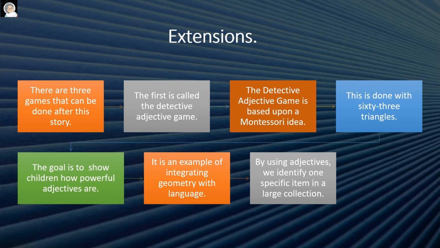Extensions. There are 3 games that can be done after this story. The first is called the detective adjective game. The detective adjective game is based upon a Montessori idea. This is done with 63 triangles. The goal is to show children how powerful adjectives are. It is an example of integrating geometry with language. By using adjectives, we identify one specific item in a large collection.